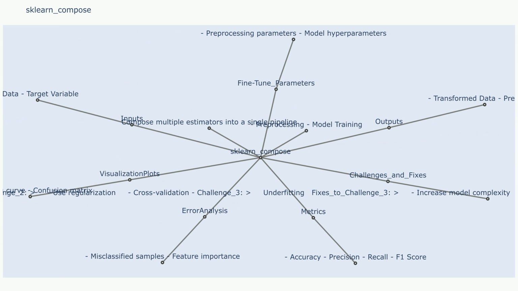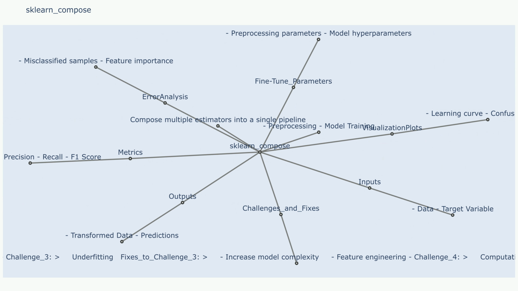Visualization plots. Feature importance plots show the importance of different features in the model. Confusion matrices visualize the performance of classification models. ROC curves plot the relationship between the true positive rate and false positive rate to assess model performance. Learning curves evaluate the model's performance as the training set size increases.